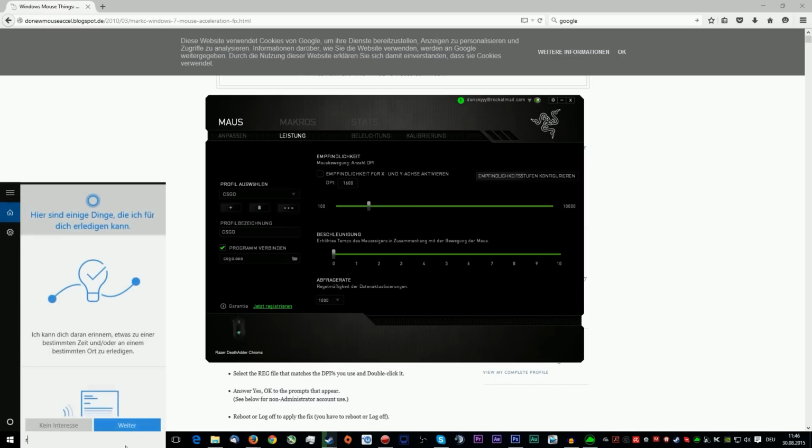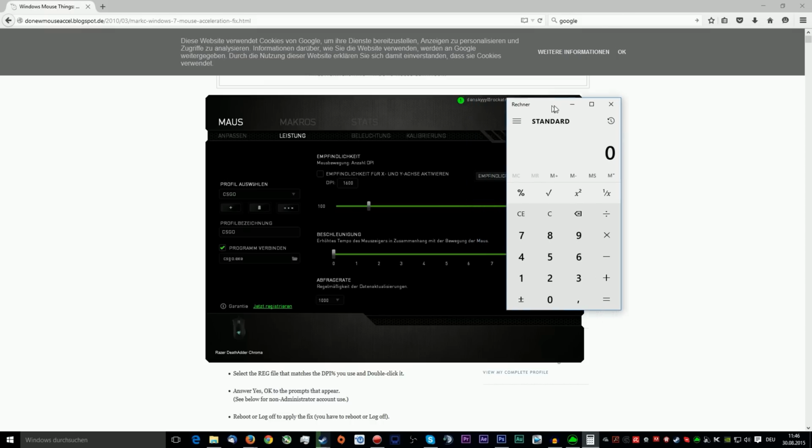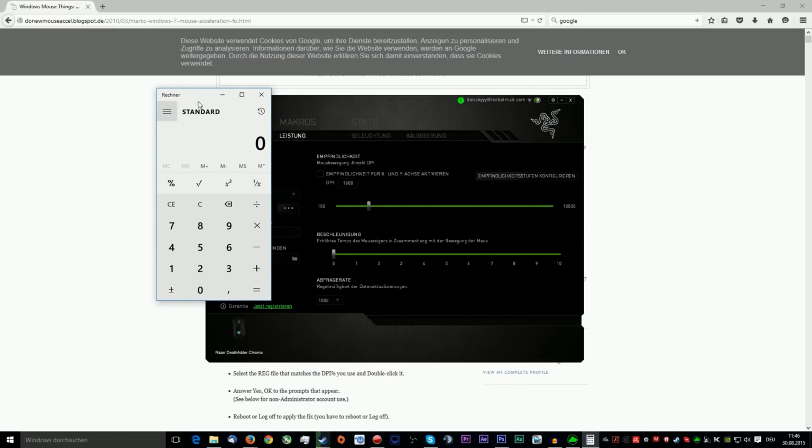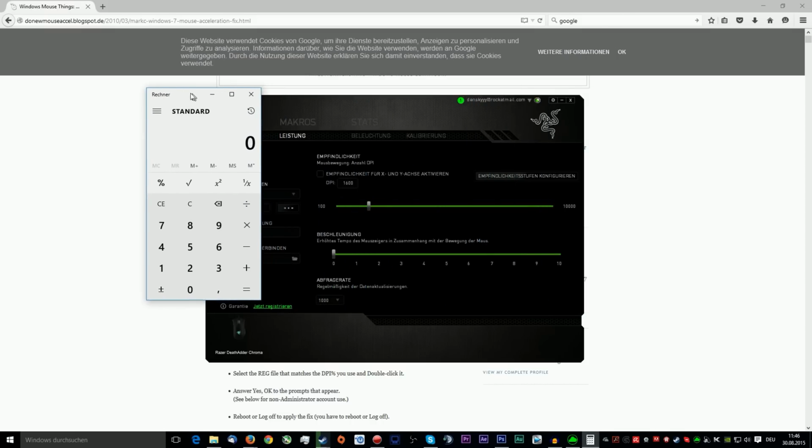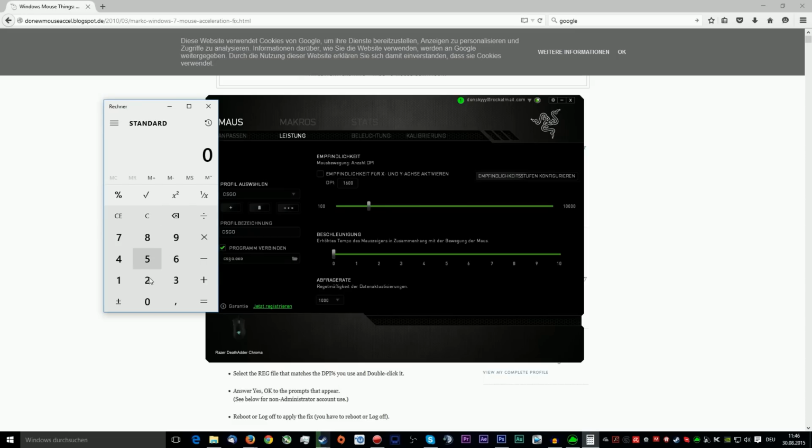For that, I will pull up my little handy calculator, so don't be confused, I'm German, that's why it's saying this instead of calculator. But for example, if I have a 0.65 sensitivity right here, and I have a DPI of 1600, so we multiply that times 0.65, I will get 1040, which is my real sensitivity. So if I would be playing at 400 DPI instead of 1600, and I would have an in-game sensitivity of 2.6, this would also equal 1040.